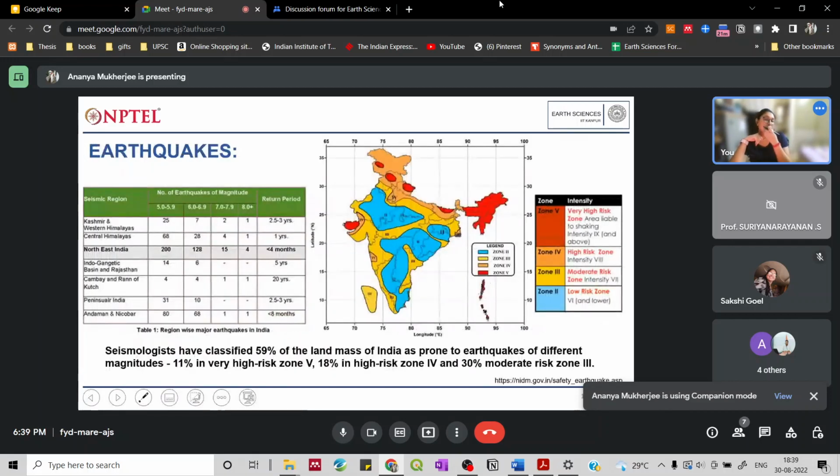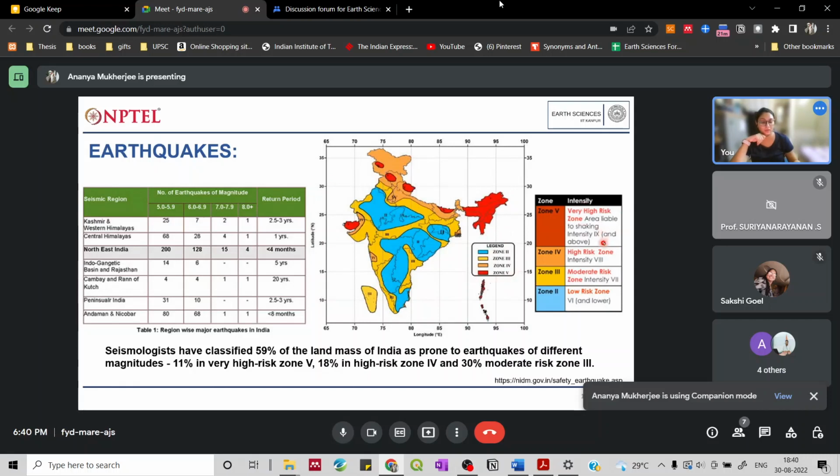Now we come to one of the most important hazards, that is earthquakes. And earthquakes, as I have mentioned before, can cause landslides and flash floods. So earthquakes are very important when it comes to understanding natural hazards. And with respect to India, you can see that India is categorized into different zones. Okay, so zone 5 is the very high risk zone.